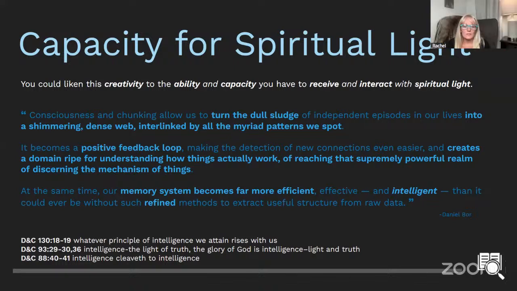Okay, so the capacity for spiritual light. I was thinking this creativity relates to that and your ability to be able to receive and interact with spiritual light.